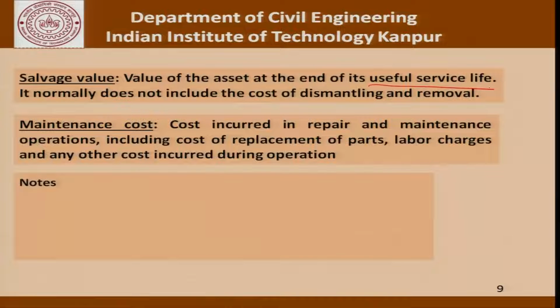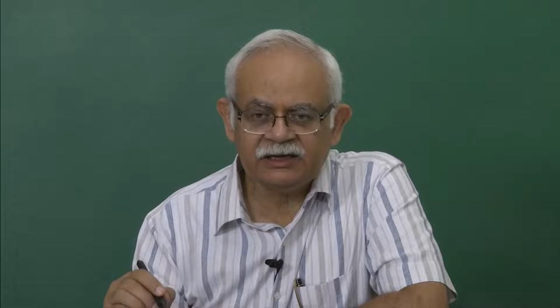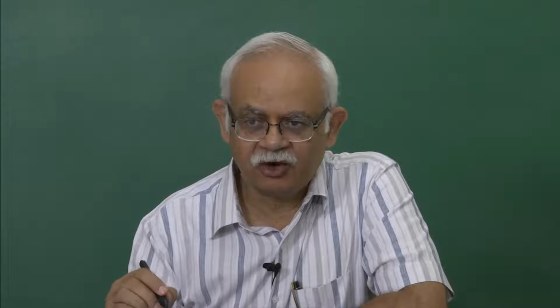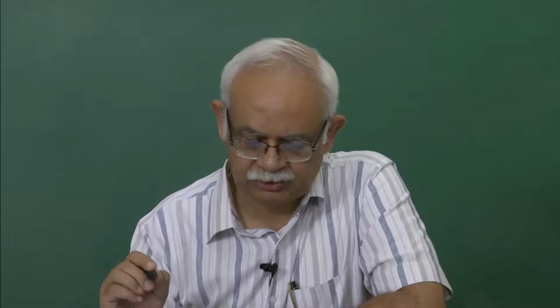Now, let us try to take some important notes from here. One is the fact that an asset can continue to be used beyond its service life. This is the accounting service life, and as we already said, if an equipment has a service life of 3 years, it does not mean that it has to be necessarily scrapped at the end of 3 years. The decision to scrap or not to scrap would depend on whether the equipment has really become a drain on the resources of the company. So long as it continues to perform a useful function, the company would like to continue to use it.